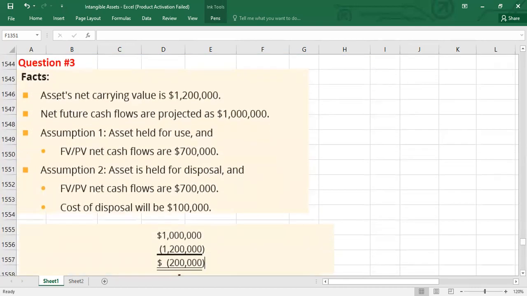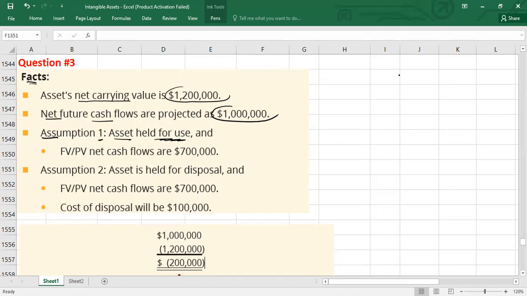So here we have question number 3. We have the facts: the asset's net carrying value is 1.2 million. Its net future cash flows, meaning he didn't use the word present value, so it means undiscounted cash flows, are projected at $1 million. Assumption number one is what?